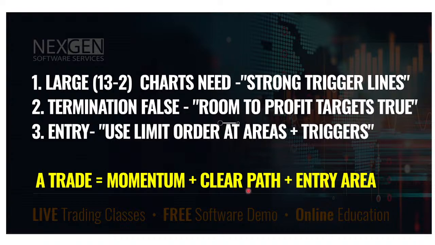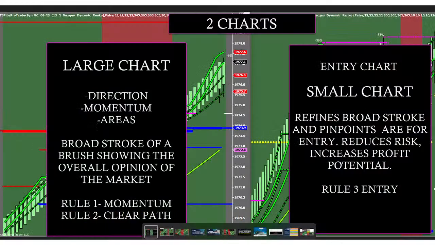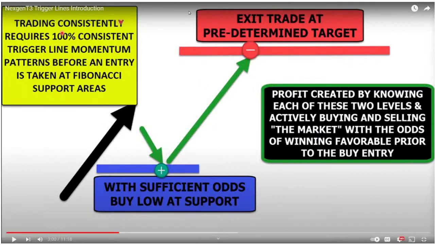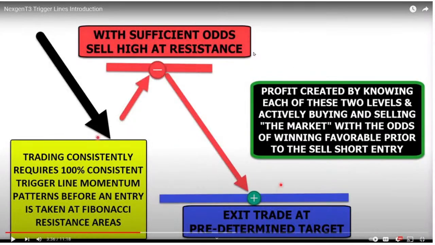I've already got momentum. I've already got a clear path. Let's refine. Let's use it and let's increase profit potential, decrease risk. So when everything is up on the large chart, 100% consistent trigger line momentum before an entry is taken, on the smaller chart, you're going to be able to buy low. Everybody's heard that, right? Buy low, sell high. You're going to be able to buy low by buying a pullback at an area inside of triggers. And you're going to be able to use that momentum from the large chart to take you to that predetermined exit.